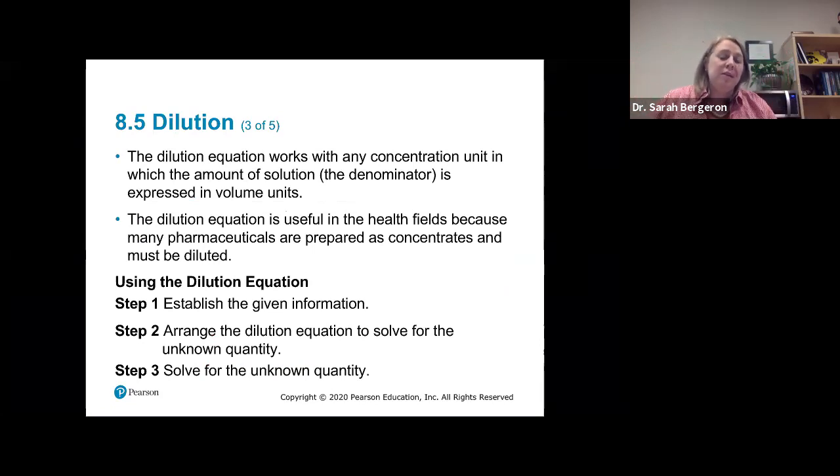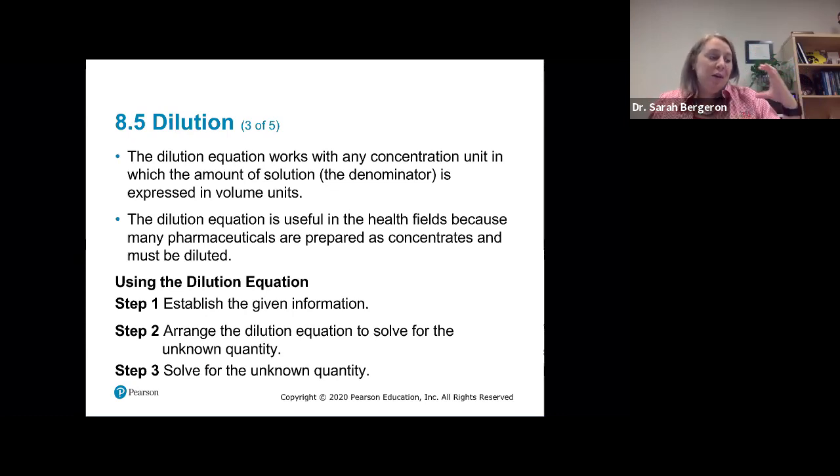A lot of times you're going to use this in the health field because a lot of pharmaceuticals are stored as a highly concentrated solution. Then when you're ready to give some to the patient, you dilute. You have a stock, that's what it's called, and you make a working solution, or what you're going to give the patient.